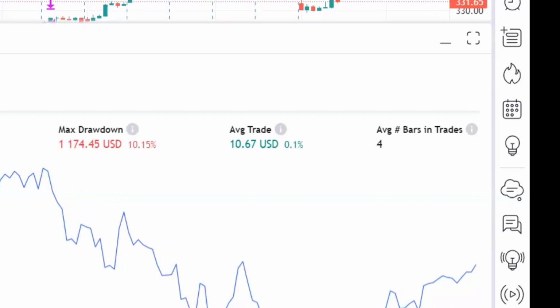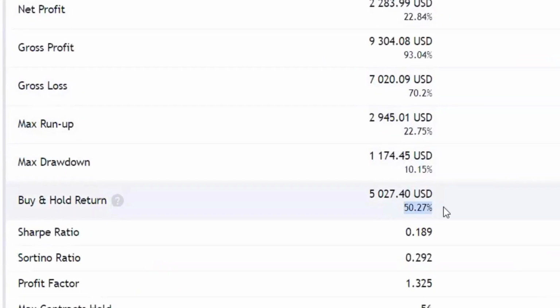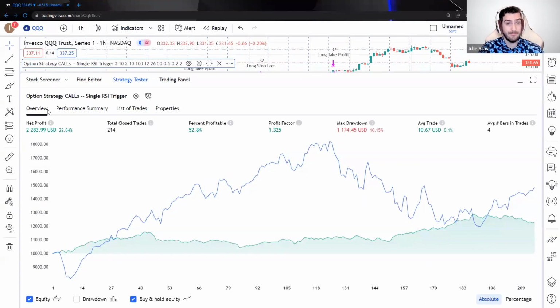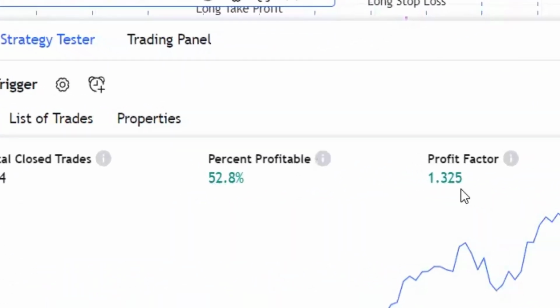So yes, we made 22.8%, but if we look at the performance summary, the buy and hold of the QQQ was 50.3%. So, like I mentioned before, backtesting is not some magic 8-ball that will always spit out the perfect answer. It's reality. So in this case, for example, if you were only buying QQQ, this might not be a good strategy because you would have been better holding it. But remember, this strategy is now 52.8% profitable with a profit factor of 1.3.